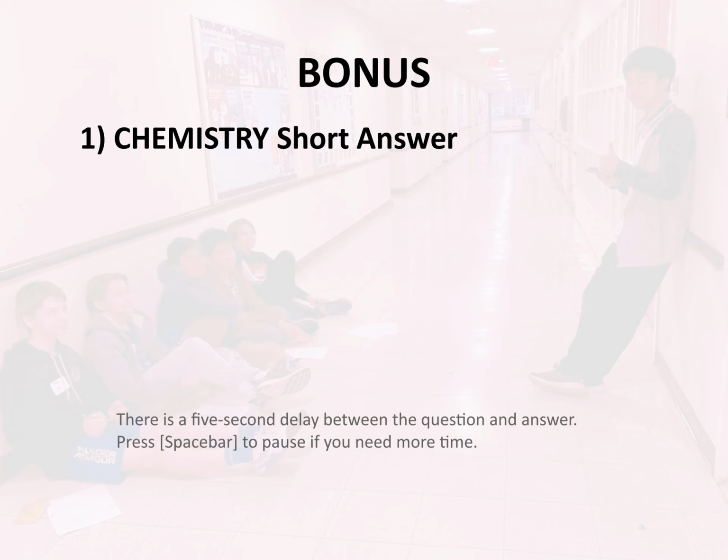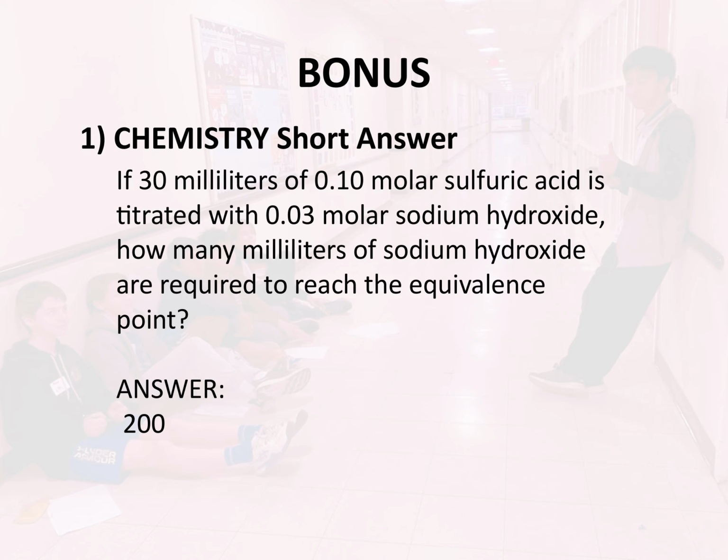Bonus 1. Chemistry. Short answer. If 30 milliliters of 0.10 molar sulfuric acid is titrated with 0.03 molar sodium hydroxide, how many milliliters of sodium hydroxide are required to reach the equivalence point? Answer: 200.